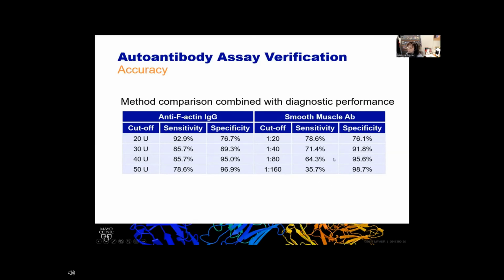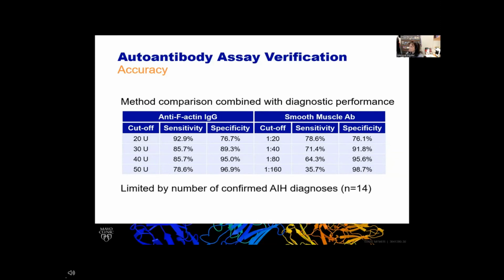And the reason I say that is because if we, for example, try to normalize for specificity on the smooth muscle testing, to get a specificity of 98.7%, we needed to use a cutoff of 1 to 160. However, that gave us pretty low sensitivity compared to the F-actin IgG testing. At a similar specificity of about 97%, that cutoff gave us a much increased sensitivity in comparison to the SMA. So we were fairly confident that the F-actin testing, despite those discrepancies with the smooth muscle testing, was giving us pretty reasonable sensitivity and specificity from a clinical diagnostic perspective.